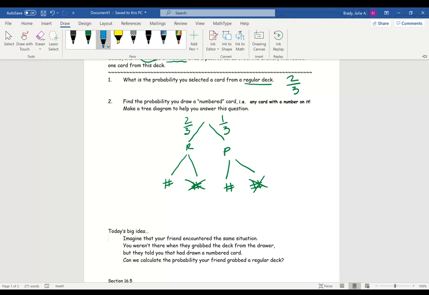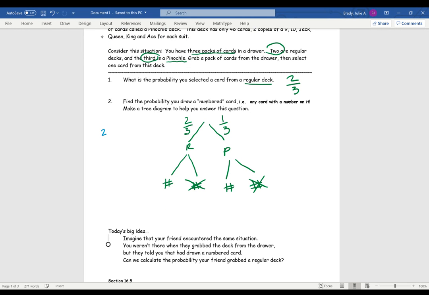If you're in a regular deck, you've got the numbers 2, 3, 4, 5, 6, 7, 8, 9, and 10. That is 9 cards, and the ones that don't have numbers on them are the ace and the 3 face cards: jack, queen, king. So it's 9 out of 13 for each suit, so we may as well use 9 out of 13 instead of multiplying by 4. Which means the chance we don't get a numbered card is 4 out of 13.